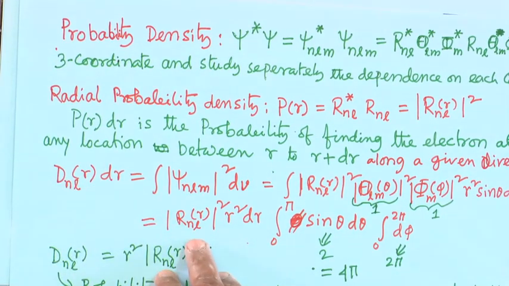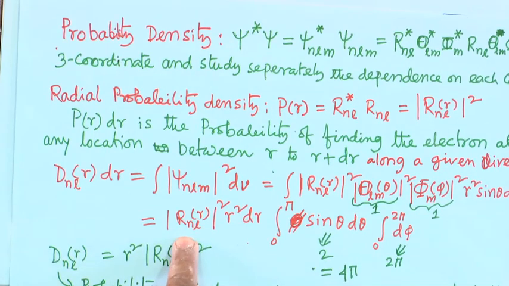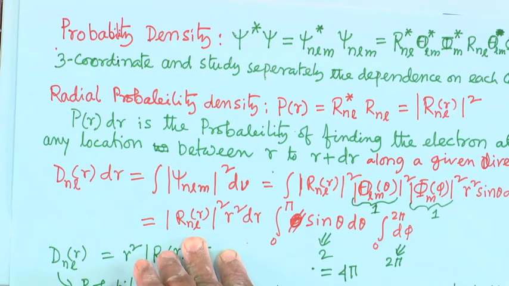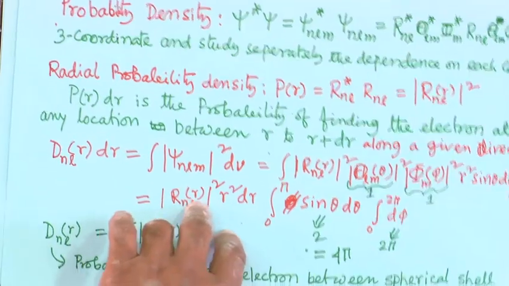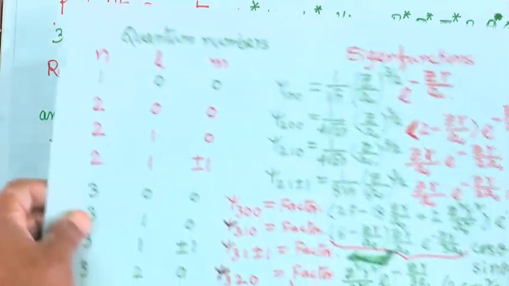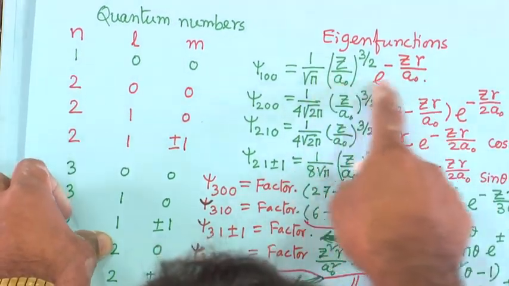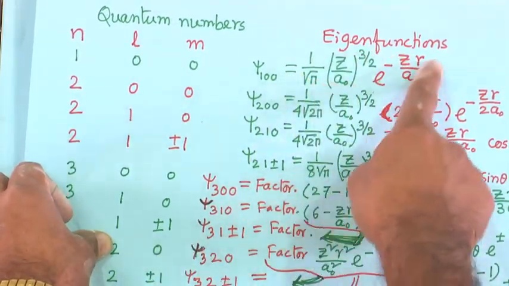D_nl depends on R_nl, so what is the form of R_nl for different values of n and l? We have seen that R_nl depends on an exponential term, e to the power minus r, then r to the power l, and then a Legendre polynomial. The first few polynomials we have seen from the table. These are the R_nl.